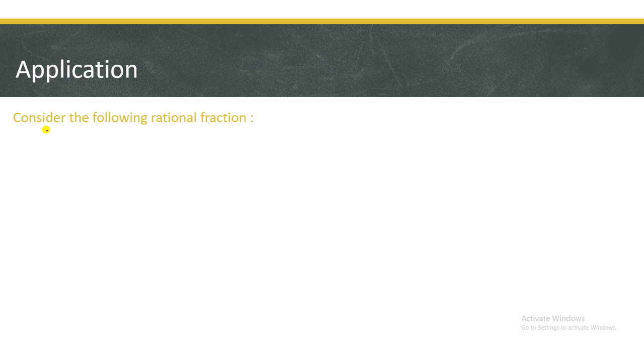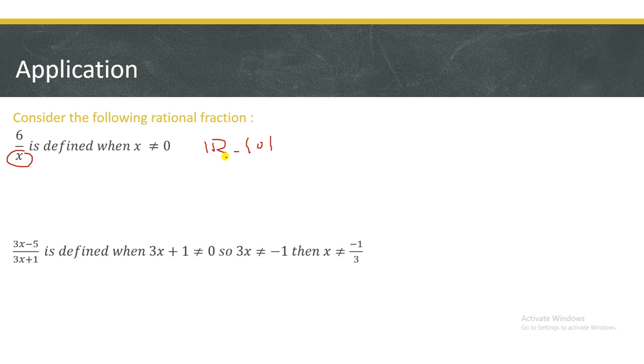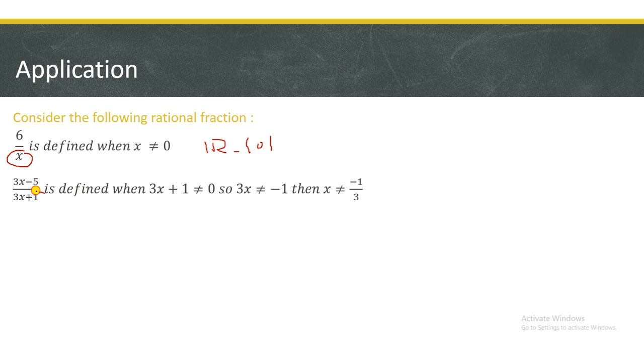Application: consider the following fractional expression: 6 over x. X does not equal 0. The domain is all numbers except 0. Another one, look at the denominator 3x plus 1. 3x plus 1 does not equal 0. 3x does not equal minus 1. Then x does not equal minus 1 over 3. Okay, the domain is all real numbers except minus 1 over 3.